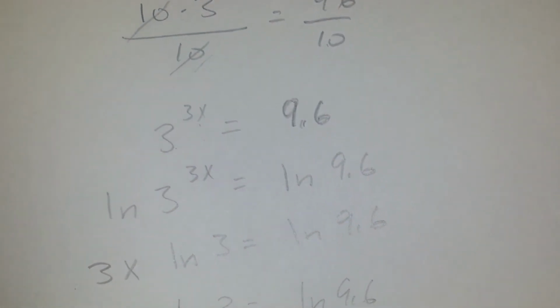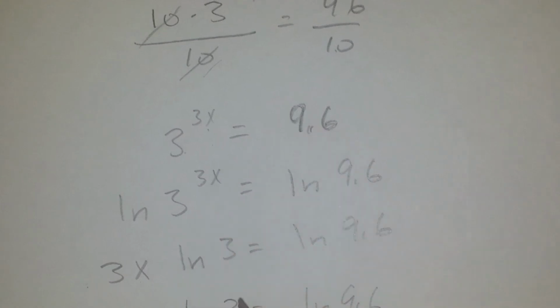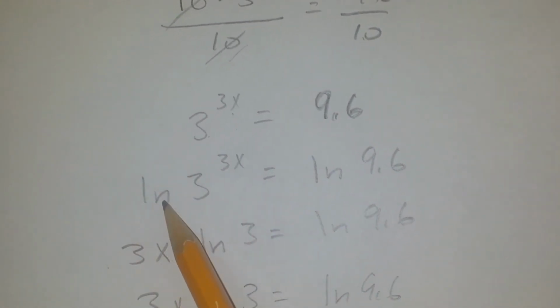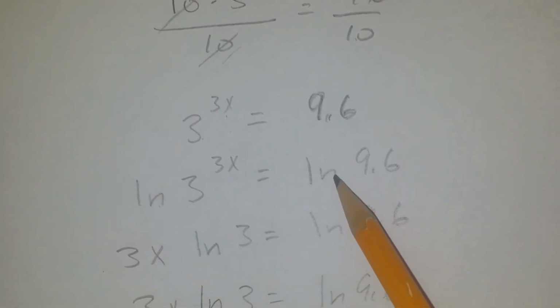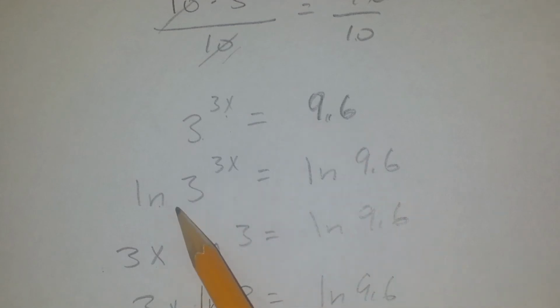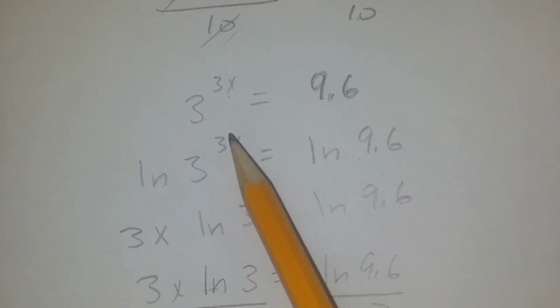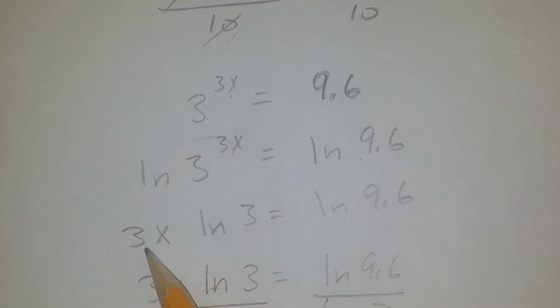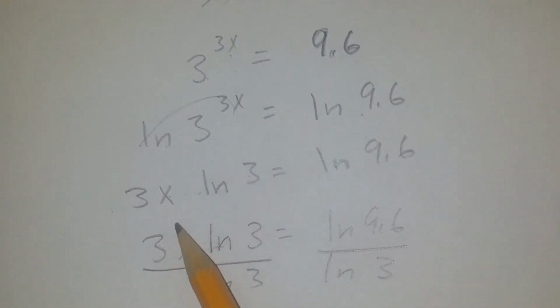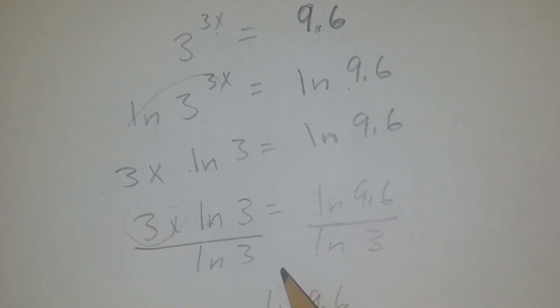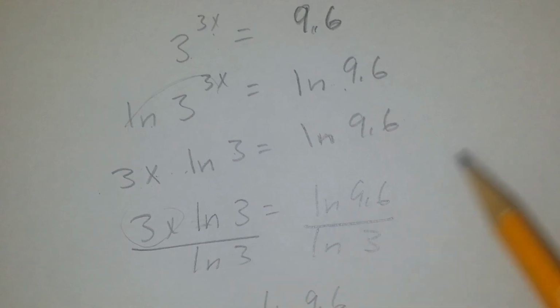Notice what I'm going to do here. I can't make this a like base. I'm going to take the log, the natural log or common log, it doesn't matter. I'm going to take the natural log here of both sides, okay? What that does for me, it brings this exponent in front using the exponent rules, okay? So now I've got 3x, I move this out front, 3x times log of 3 equals natural log of 9.6, all right? I want to get this by itself, so what am I going to do? Just go ahead and divide both sides, okay?